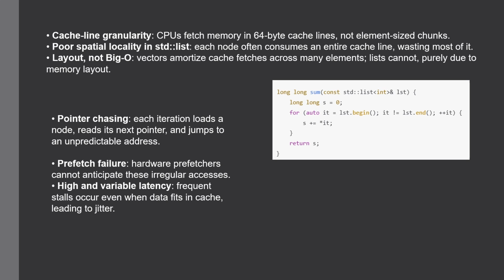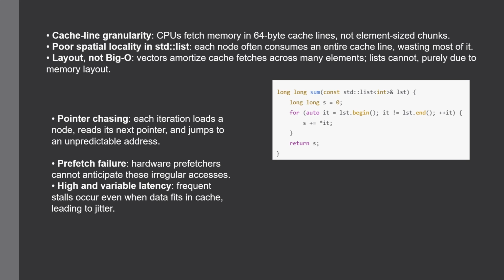This difference has nothing to do with big O complexity, it is purely a consequence of memory layout. Iteration, pointer chasing, and the collapse of prefetching are some other factors we need to look at about list. Consider a simple traversal, where from list.begin to list.end, we are iterating. At the machine level, this loop repeatedly loads a node, reads its next pointer, then dereferences that pointer to reach the next node. From the CPU's perspective, the address of the next node is effectively random.